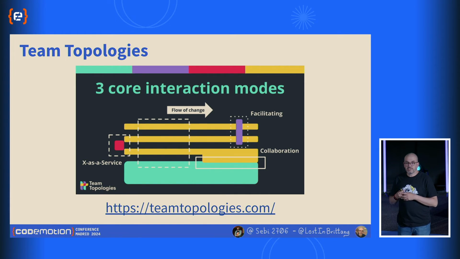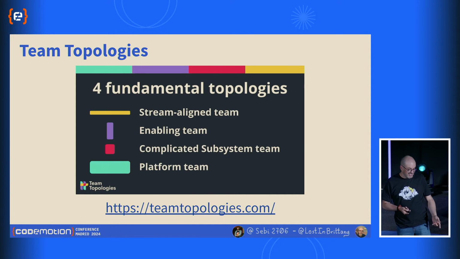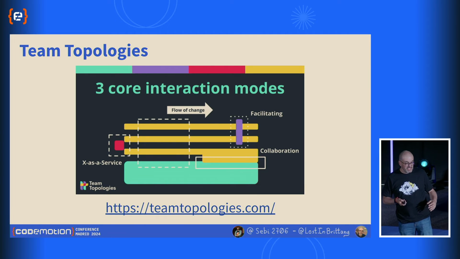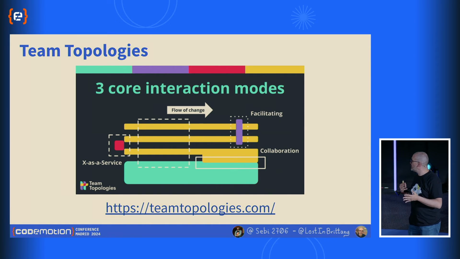The complicated subsystem teams also need to collaborate with others, but mostly in an as-a-service way. They create security as a service, identity as a service, whatever, and put that as a black box for the other teams to use. And then the facilitating team means that they work with others to be sure that the different teams can enjoy the shared experience of all the others, and we can go on.